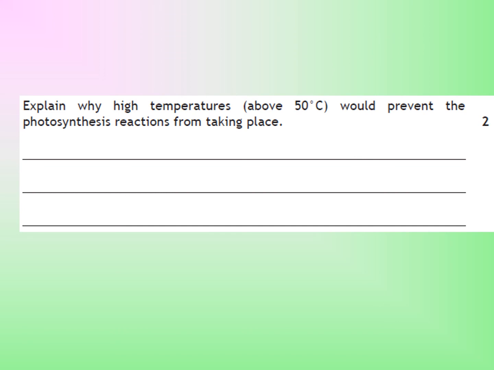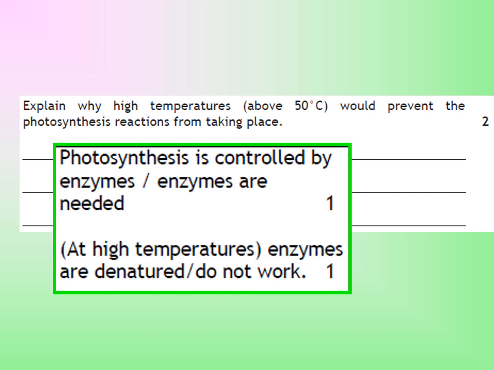Explain why high temperatures above 50 degrees Celsius would prevent the photosynthesis reactions from taking place. And again, what do we know about photosynthesis, particularly carbon fixation? Photosynthesis is controlled by enzymes for carbon fixation, and at high temperatures we know that the enzymes are denatured.